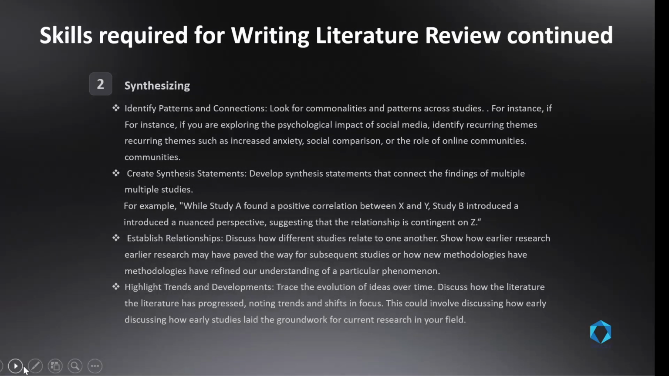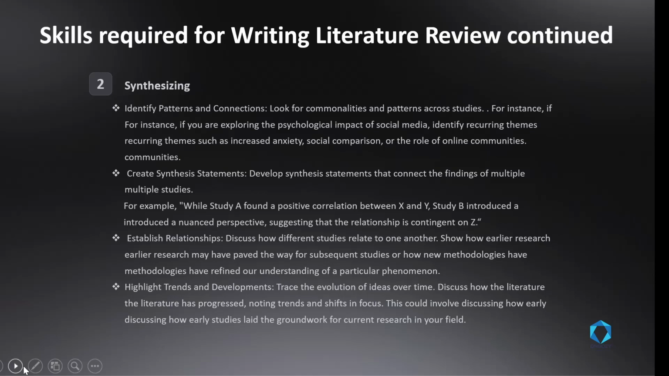The next skill that you need is synthesizing. What is synthesizing? Synthesizing is identifying the patterns, the connections. Look at the commonalities, the patterns across studies. For instance, if you're exploring the psychological impact of social media, identify the recurring themes, such as increased anxiety, social comparison, or the role of online communities. Then create a synthesis statement. What is a synthesis statement?